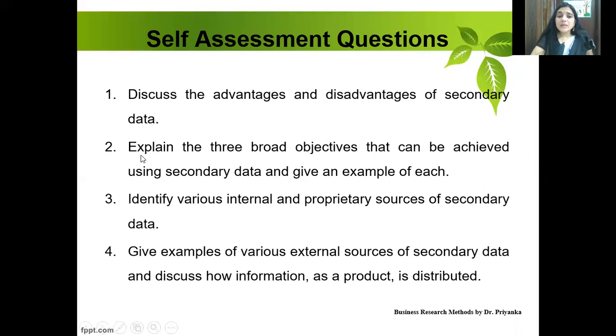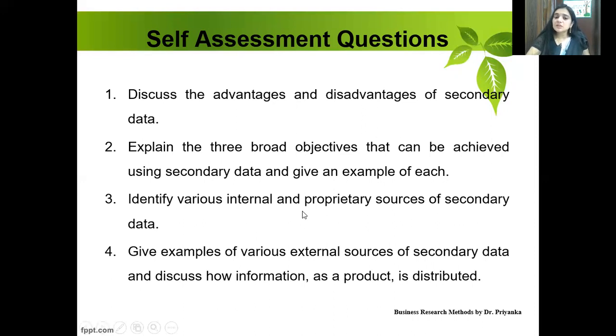Second is, explain the 3 broad objectives that can be achieved using secondary data and give an example of each. What are the 3 broad objectives? We discussed it in the slide. Number 1, fact finding, then model building, and then database marketing. You can come up with the examples on your own, because we have already discussed examples of all 3 broad categories in the PPT.